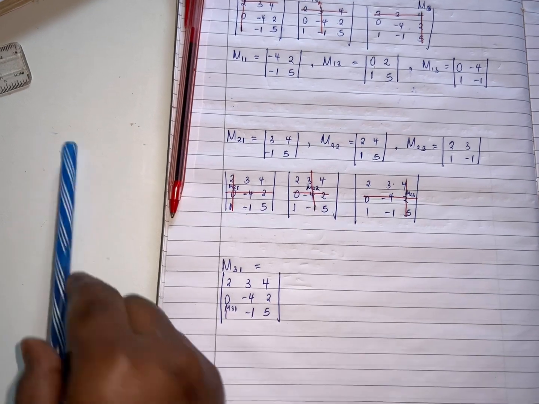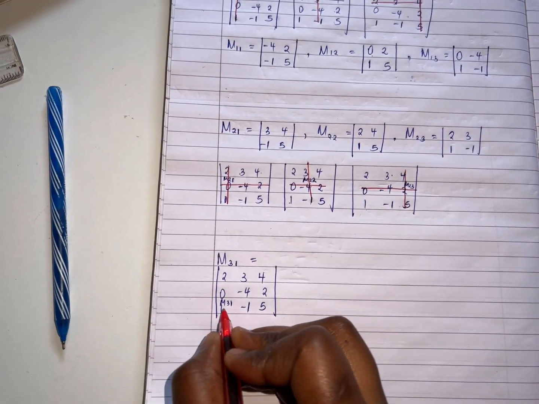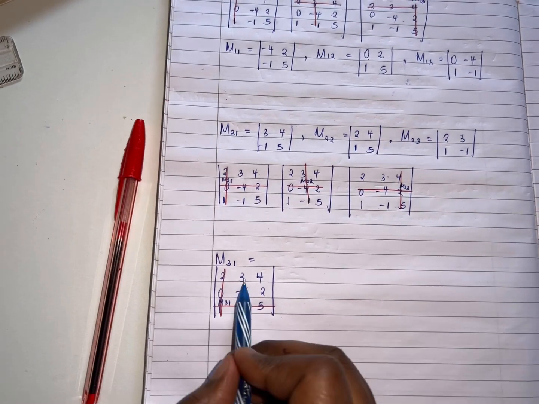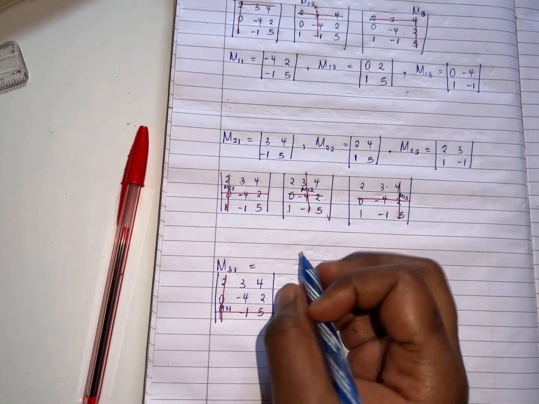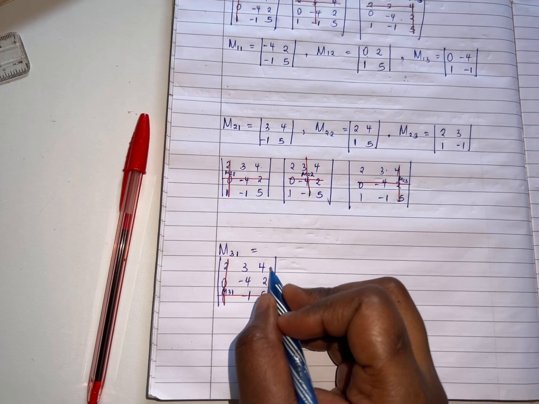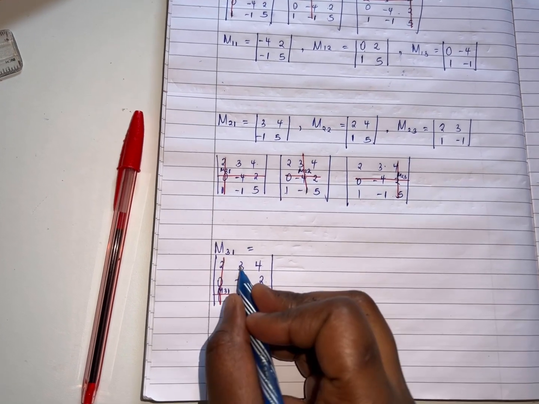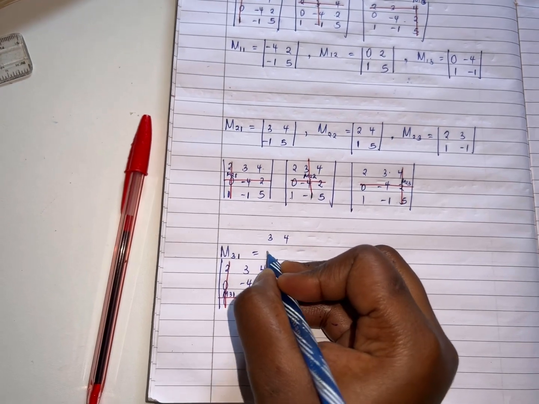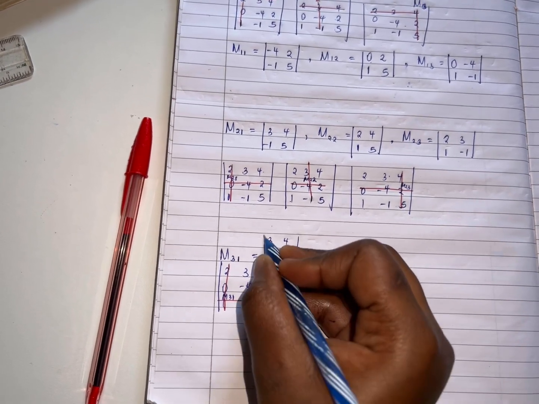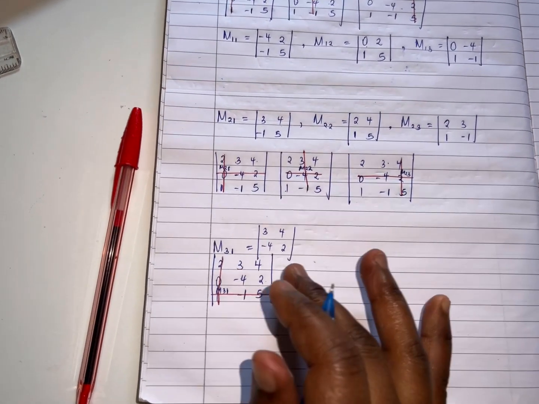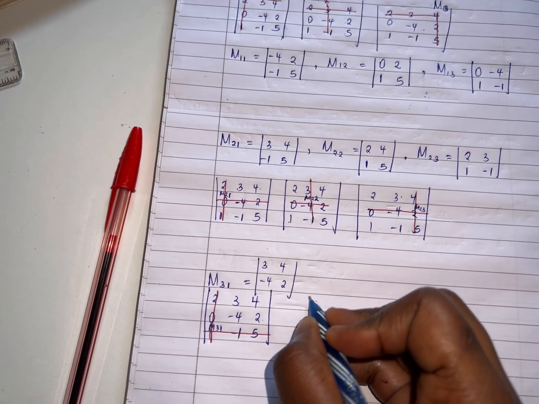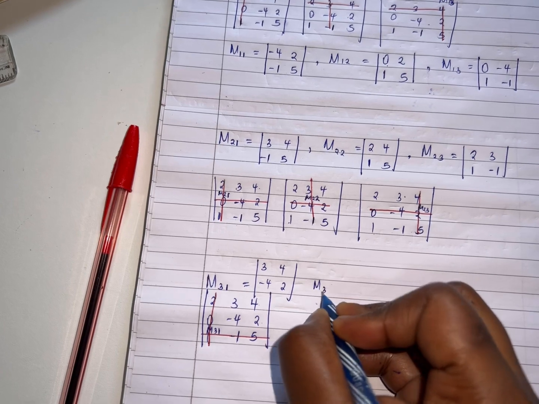So we're going to cancel each row and column where M31 is, and we're going to remain with 3, 4, negative 4 and 2. Sorry, I had to squeeze. I didn't leave enough space.